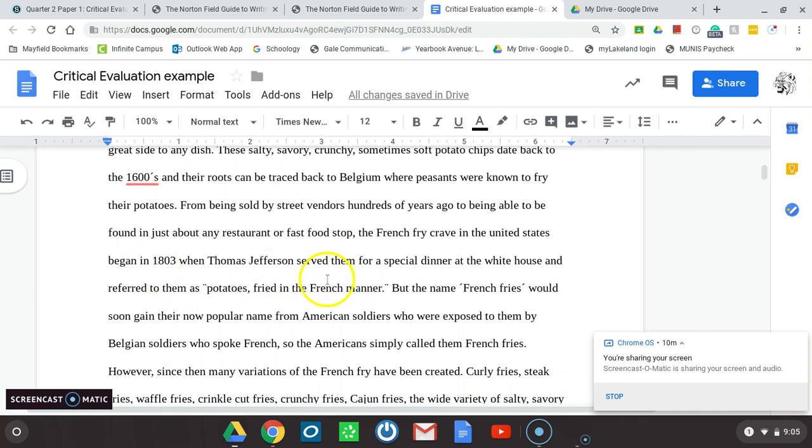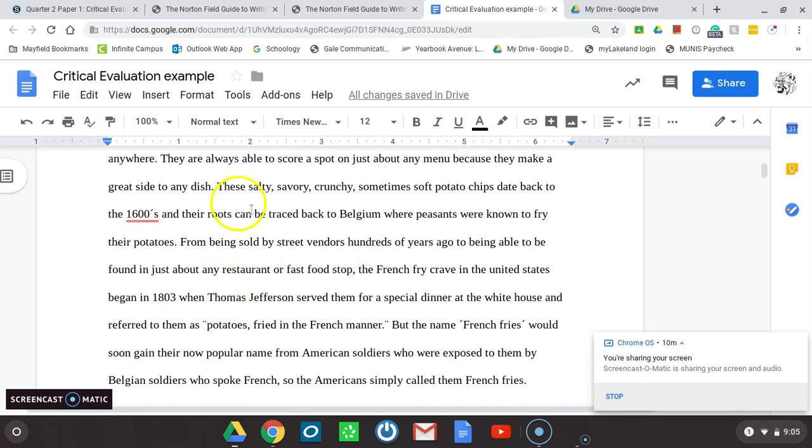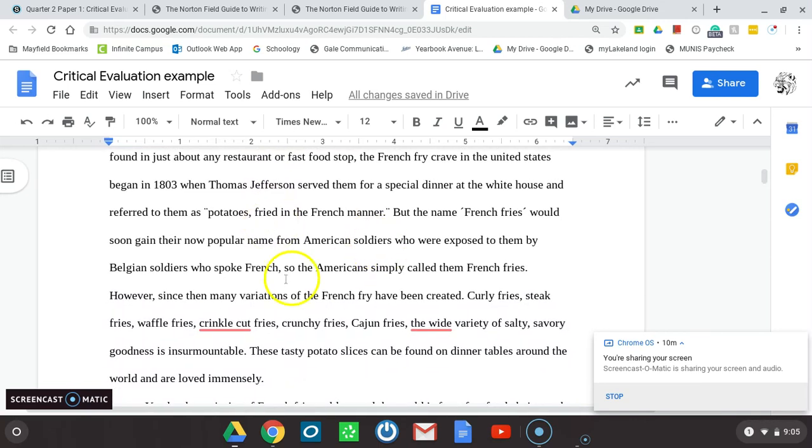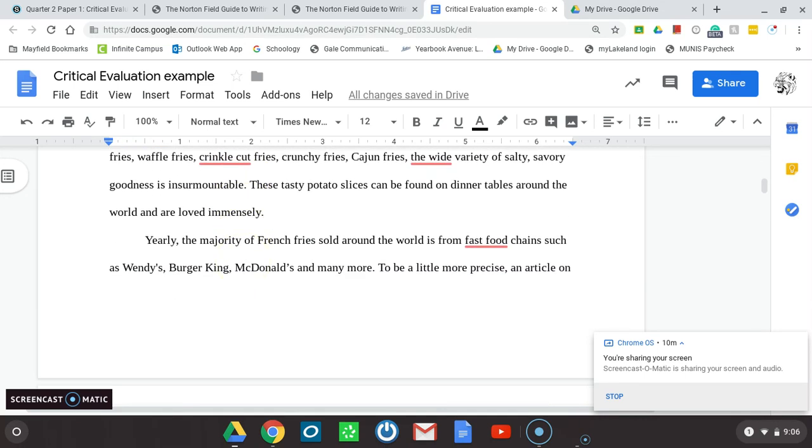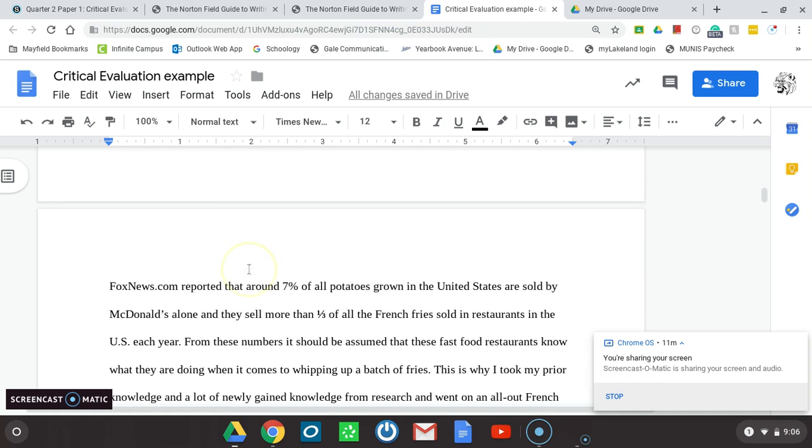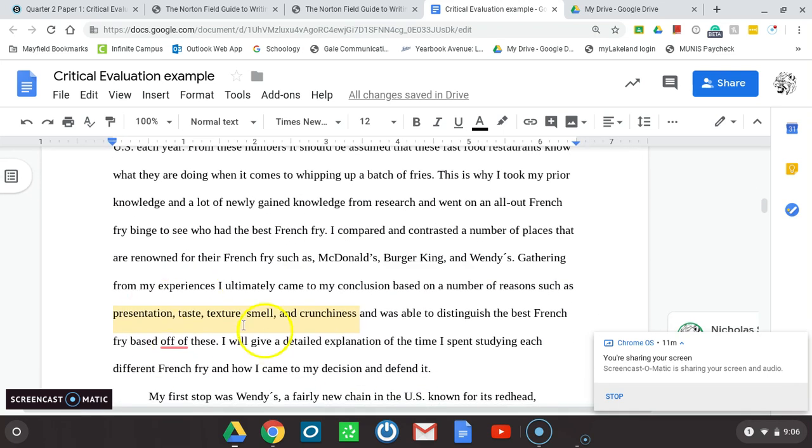Thomas Jefferson was the first American president to serve French fries at the White House. These date back to the 1600s. The name came from Belgian soldiers who spoke French and told Americans that they're called French fries, things like that. So it's just kind of interesting background to introduce the topic to the reader. It does then detail that in this evaluation, they're going to focus on the French fries at Wendy's, Burger King, and McDonald's. To be a little bit more precise, these are our criteria: presentation, taste, texture, smell, and crunchiness.